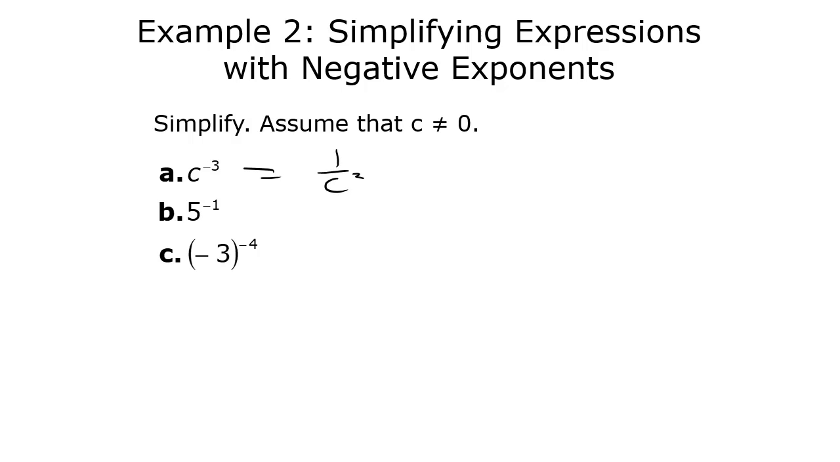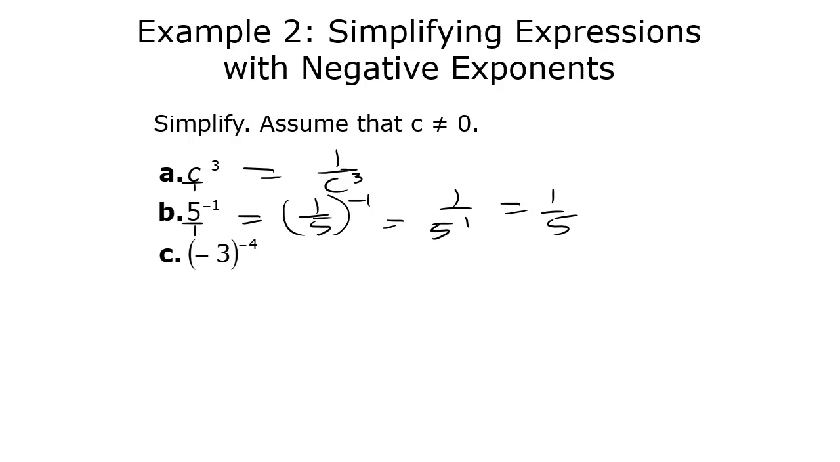1 over c cubed, because this is just c over 1, just like this is 5 over 1. So the reciprocal becomes 1/5, and then the whole thing is technically to the -1. But 1 to any power is just 1, which is why we get back to just 1/5, right? Because we never write something to the power of 1.